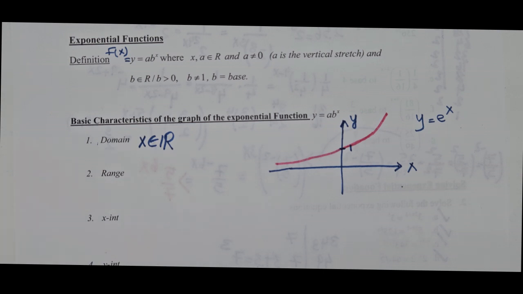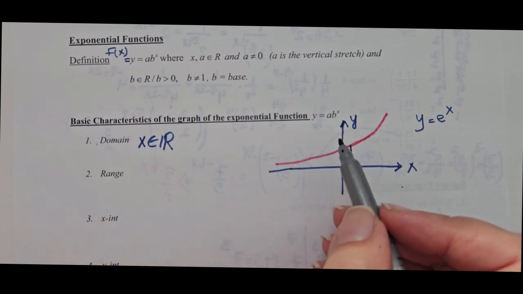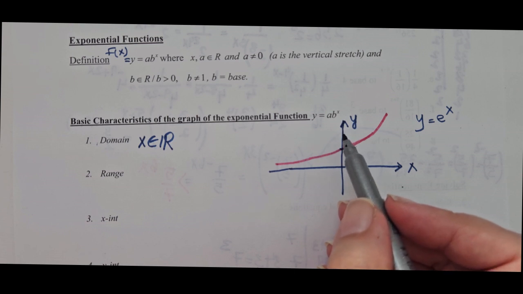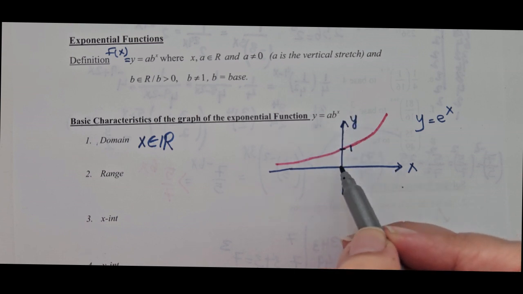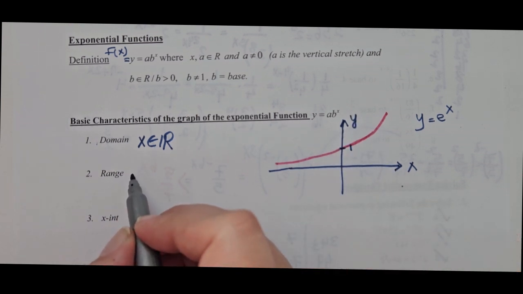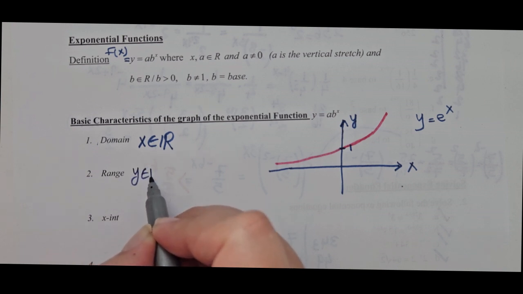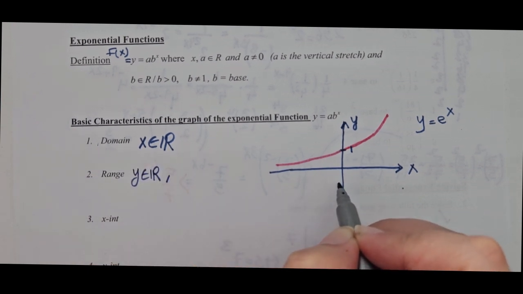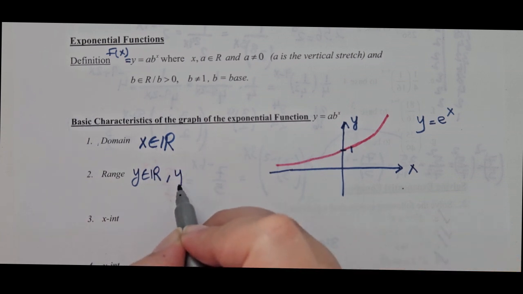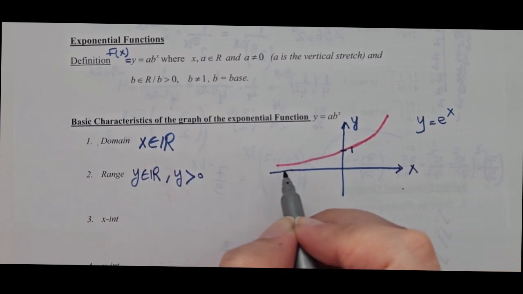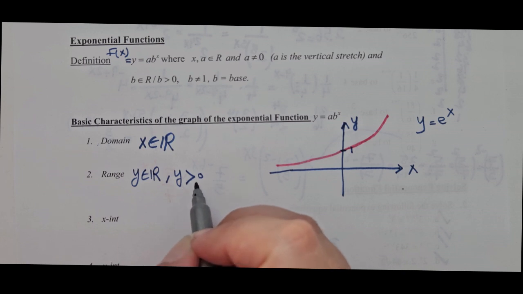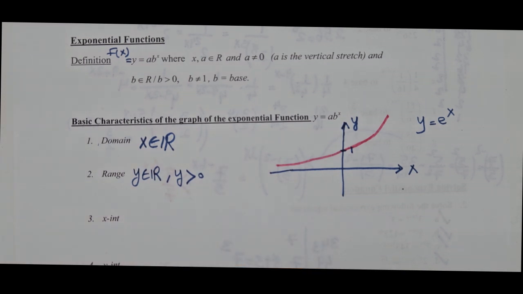Okay? Now, let's talk about the range. The range relates to the dependent variable, or the y value. Remember, when we talk about the range, we're talking about the permissible y values. Here you would see that y can take any number, but it's never negative, right? It's always positive. It's not even 0, so it's greater than 0. Okay, so this is your domain, this is your range.